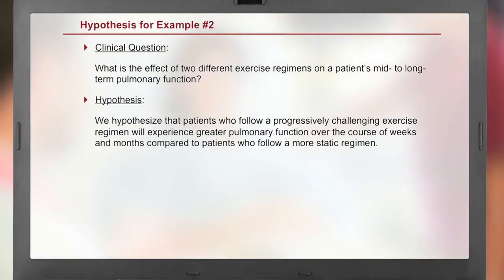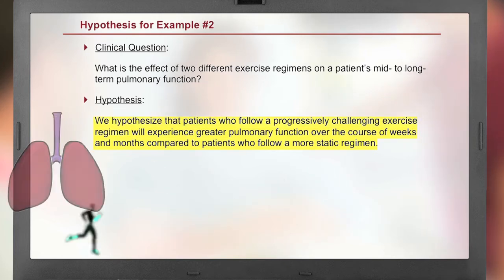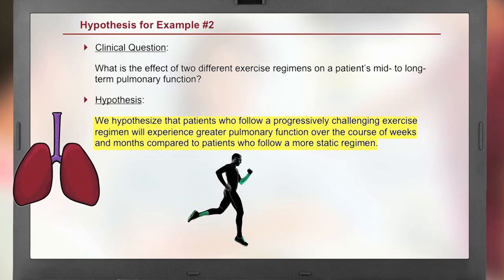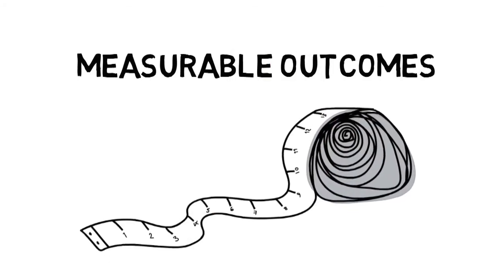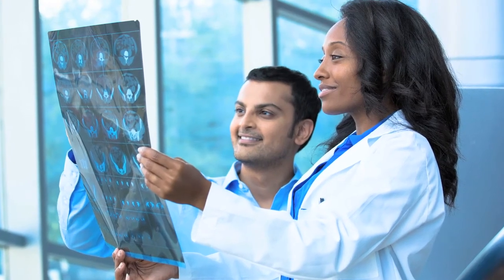Remember, you may think of a hypothesis as a prediction of an outcome given other variables. If we do X, then we expect that Y will happen. In this case, we expect that having patients carry out a progressively challenging exercise regimen will lead to greater pulmonary function. This would be compared to patients who carry out a more static exercise routine. Later, we'll discuss how to develop measurable outcomes for this hypothesis. Before that, however, let's consider our last clinical question.